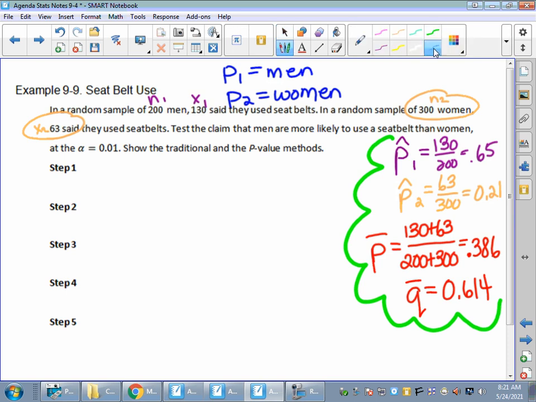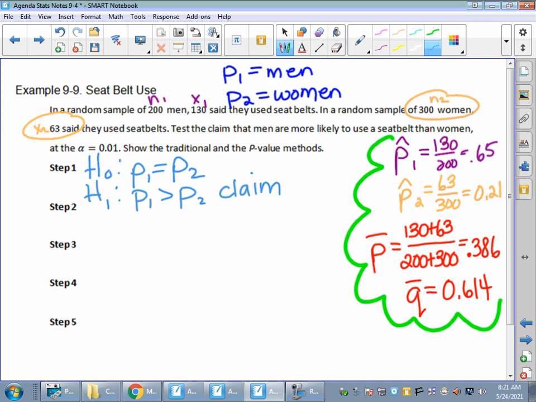So step 1, H sub 0 and H sub 1 in our claim. Well, H sub 0, we're saying that the two population independent sample proportions are the same. In the H sub 1, it says men are more likely to use a seatbelt. Well, population 1 is men. So if they're more likely, they'd be greater than. And that was what our claim was.